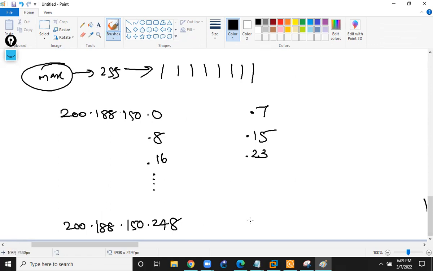200.188.150.248. And here it is 255. Here it is 240. And here it is 247. And here it is 232. And here it is 239. Clear?